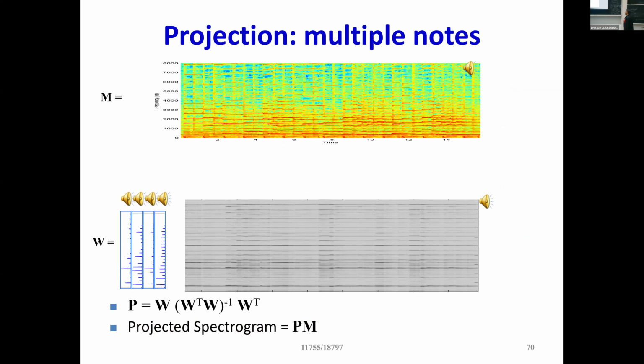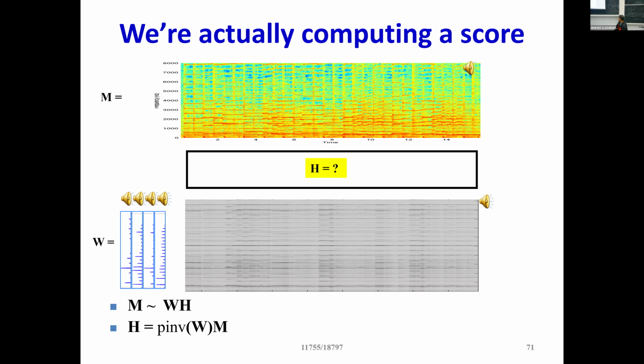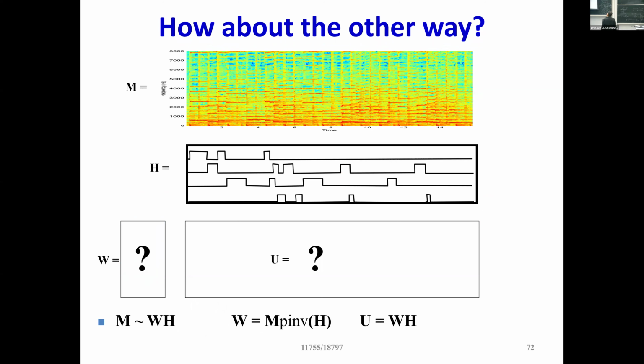Now let's try to go back and link to things. We saw earlier, if I gave you some music and I gave you some notes, you can project the music onto the notes, and you can determine the scores. The problem was what are the scores given the music, and we did this using the pseudo inverse. We also went the other way. I could give you the scores and ask you the notes, and you could use the same pseudo inverse mechanism to find the notes, right?